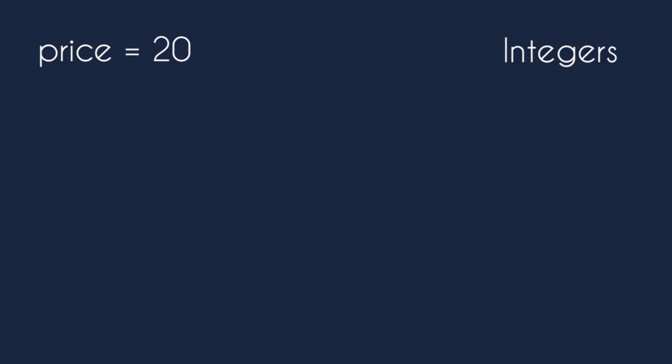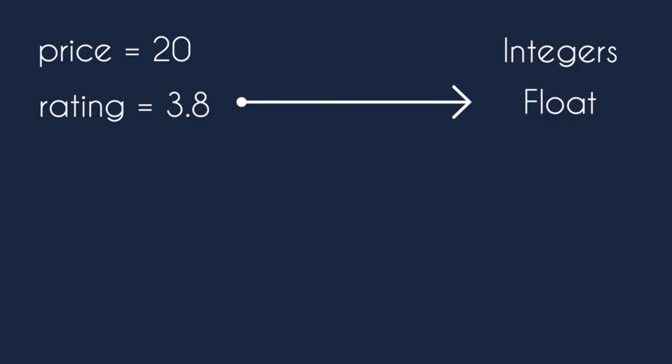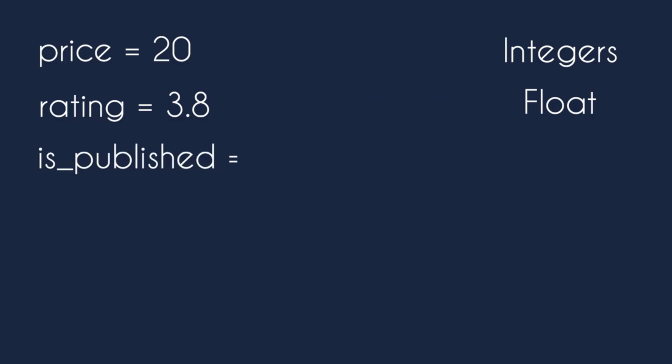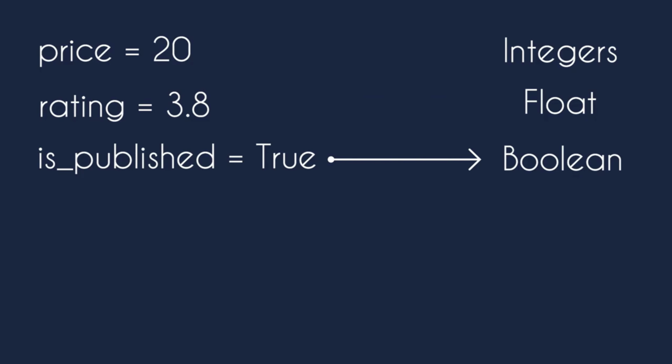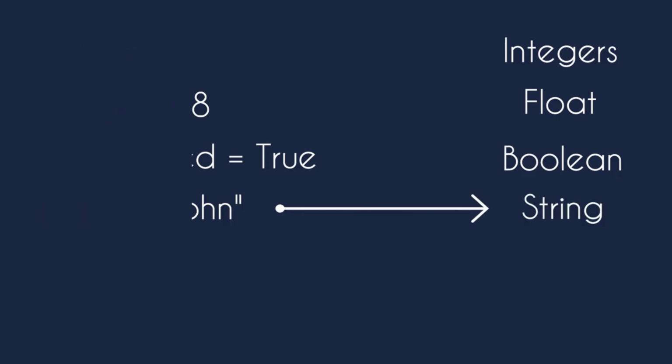We can also write numbers with a decimal point. So here, let's write rating. Let's set it to 3.8. So we refer to these as floats. We have another type called Boolean. It can either be true or false. We can also set a variable to a string. For example, name equals John.